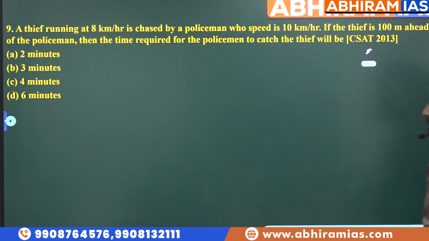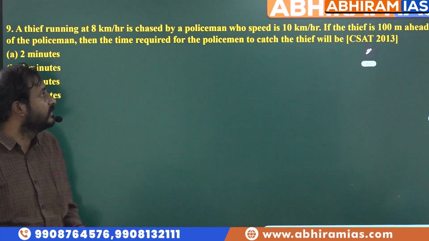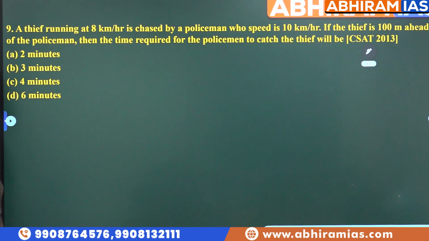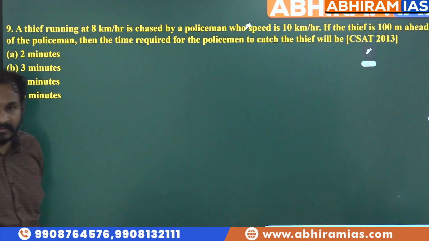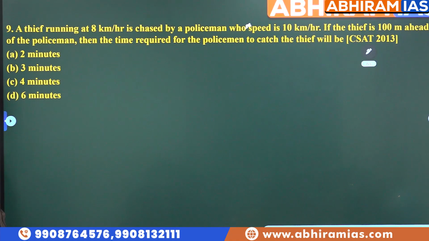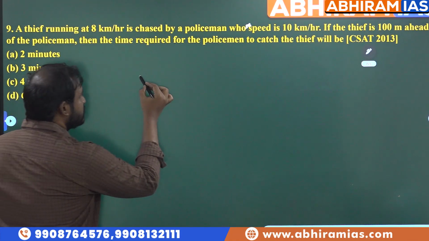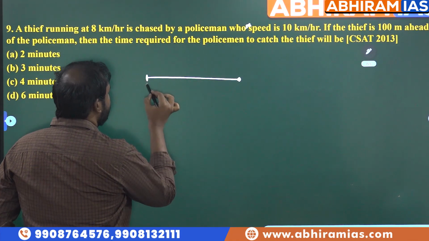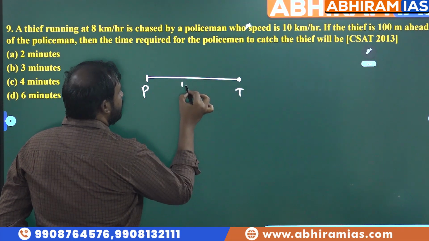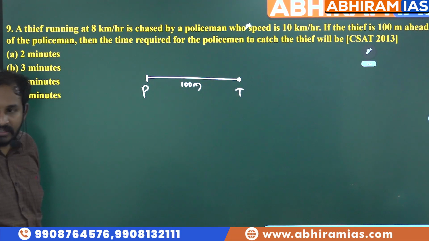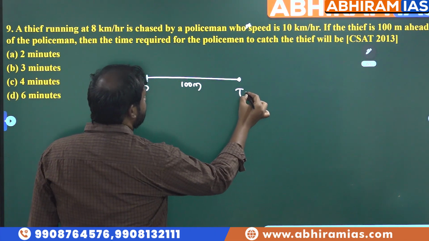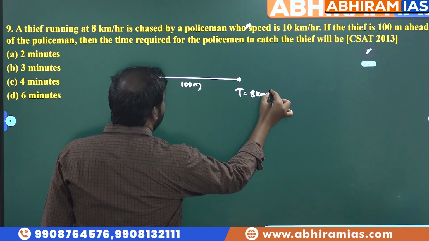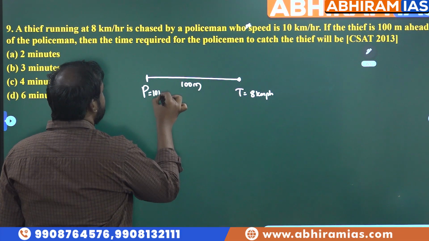Right. Next one. Please see this 9th one, students. A thief running at 8 kilometers per hour is chased by a policeman whose speed is 10 kilometers per hour. If the thief is 500 meters ahead of the policeman, that means the distance between the thief and policeman is how much? 500 meters. The distance between thief and policeman is 500 meters. And what are the speeds of thief and policeman? The thief is running at 8 kmph and the policeman is running at 10 kmph.